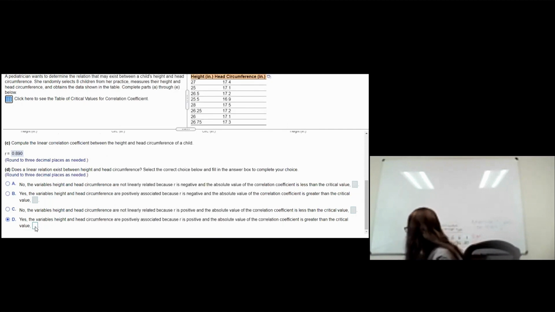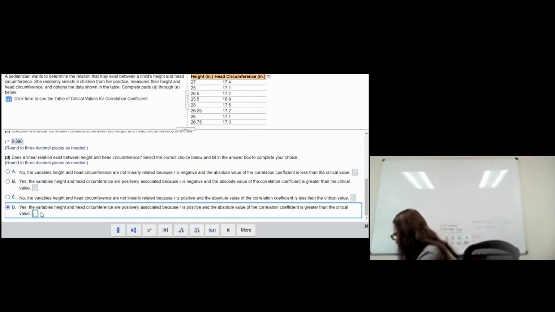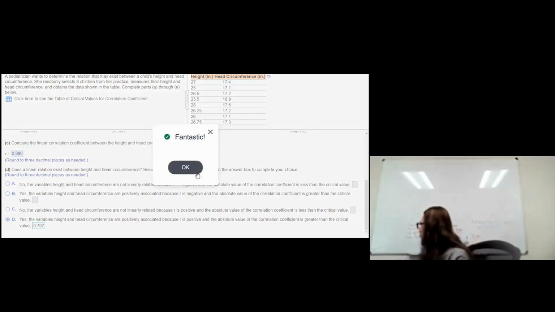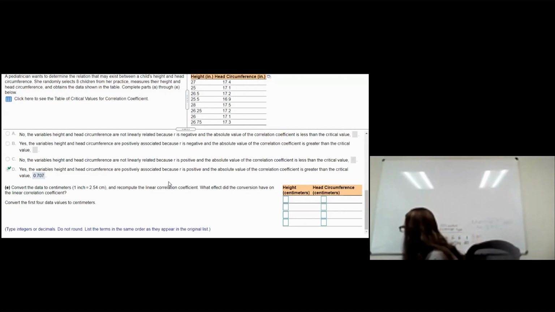Had the R value been negative, that would have implied a decreasing linear association, if in fact it is linear, and we would have needed to take the absolute value of that before we can compare it to the critical value.